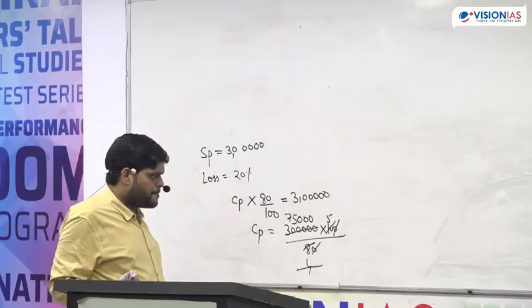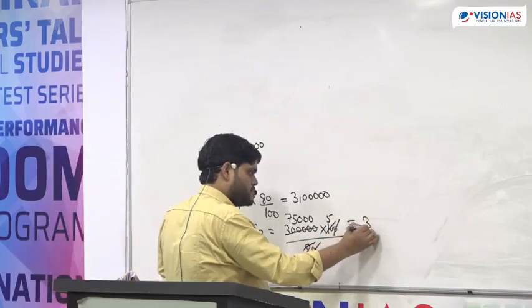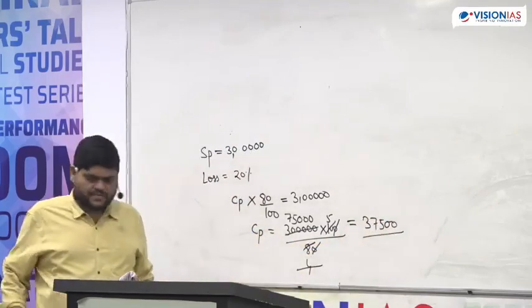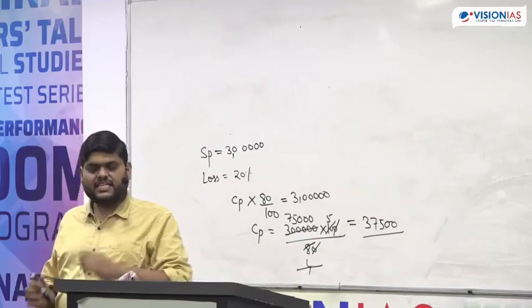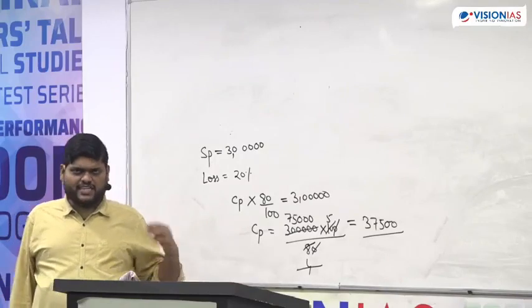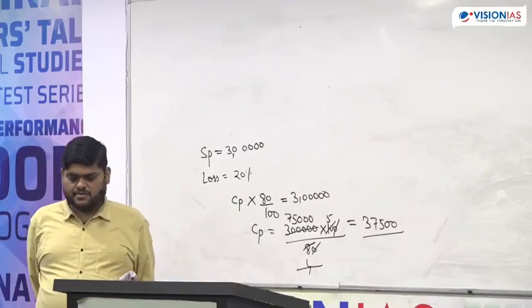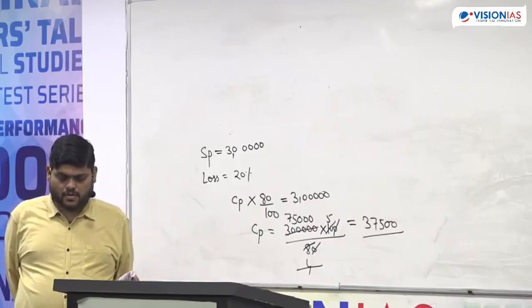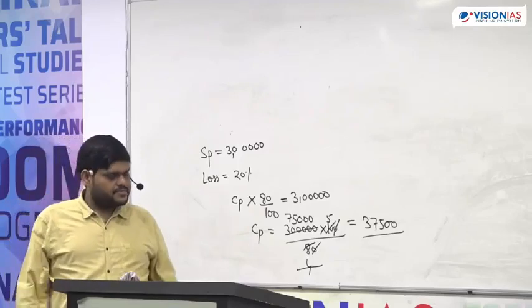Fine. 37500 is the answer. D is the answer. So now you can see that the UPSC is asking only the basic questions, and all questions are like this. Fine. D is the correct answer.